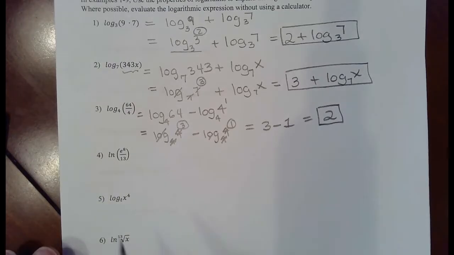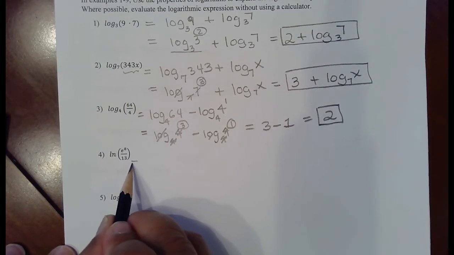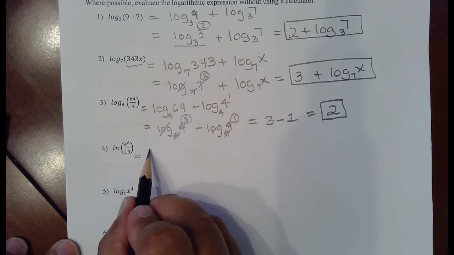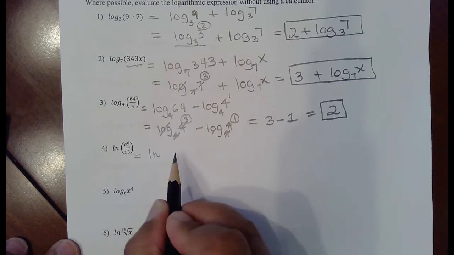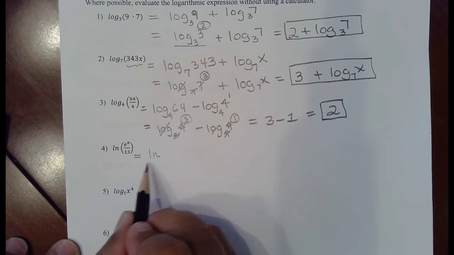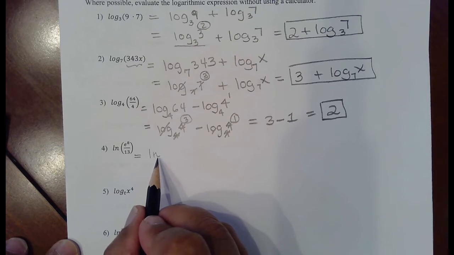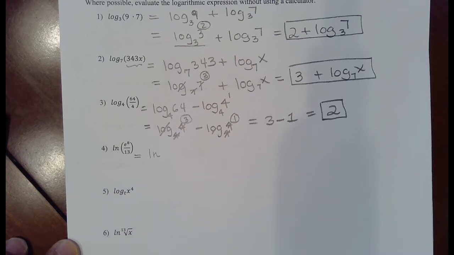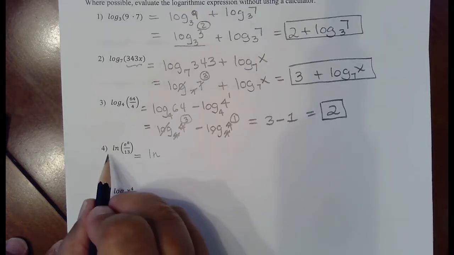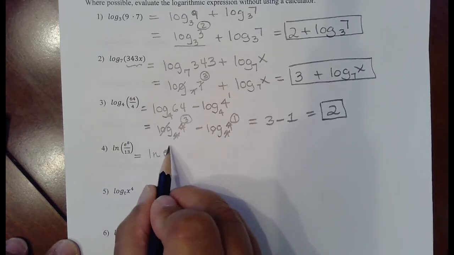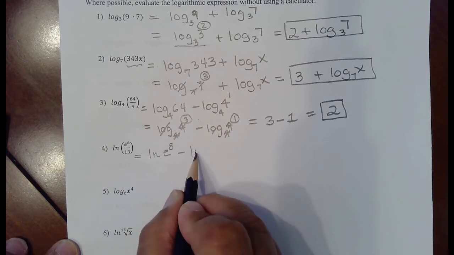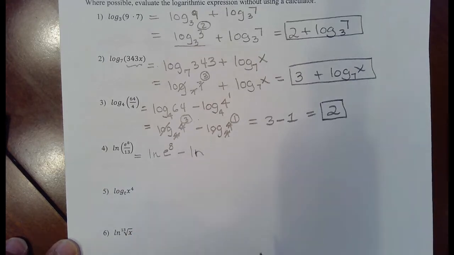Okay, moving on to number 4. Number 4, same thing, it's a quotient. You're going to take it apart, and the log just happens to be natural log this time. Natural log always has a base of e, the number e, 2.72. So it's natural log of the numerator minus natural log of the denominator.